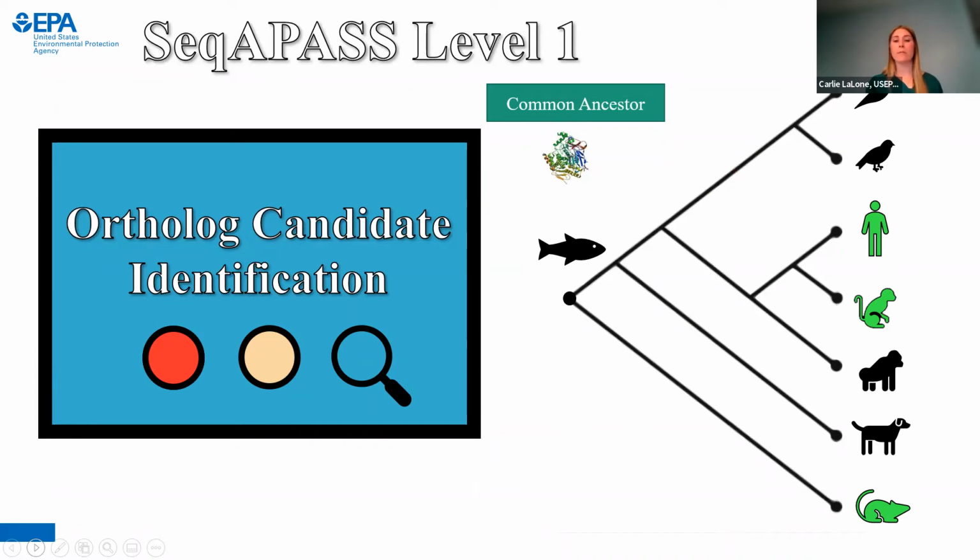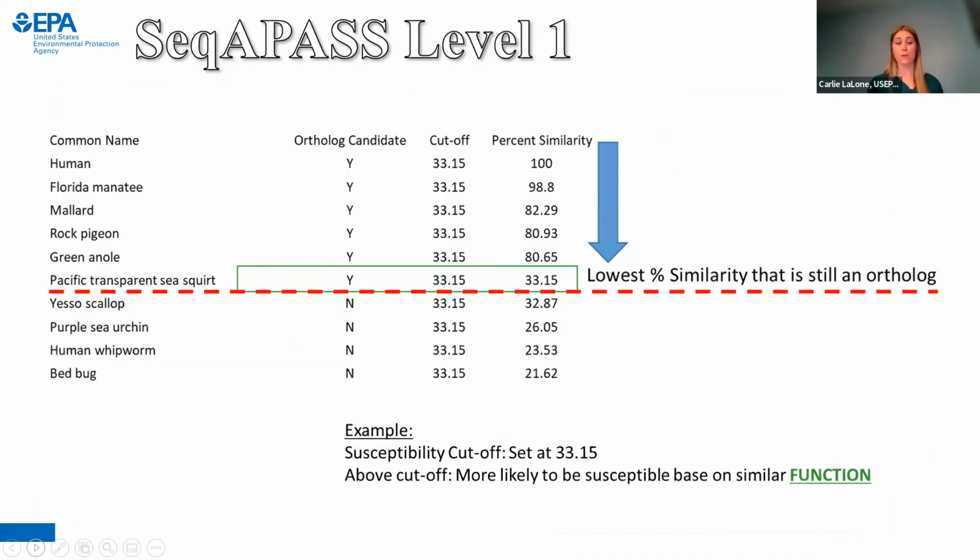And once we gather that information of ortholog candidates, yes or no, we can generate information to set a susceptibility cutoff in the percent similarity data. So this is a little bit more detail, but I think it's important to touch on here. This is just a simplification of the output from a SeqAPAS evaluation, where we have the different species, their common names listed here. We have whether it was identified as an ortholog candidate, yes or no, and the percent similarity, so comparing those sequences one at a time, you get a percent similarity to the query sequence. In this case, it was the human at 100%.